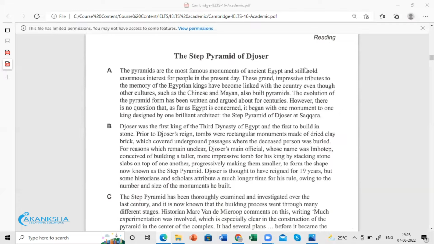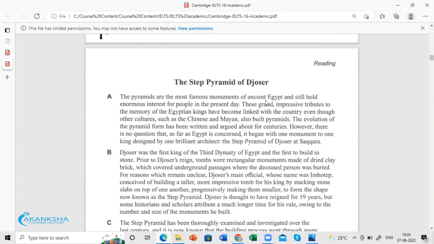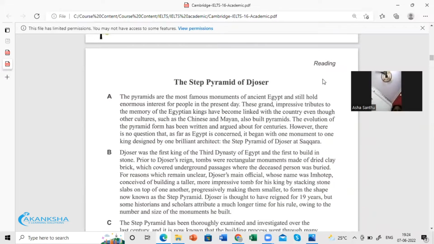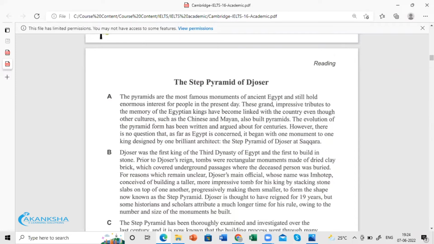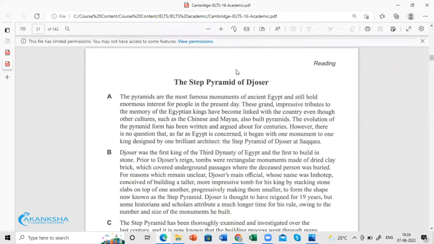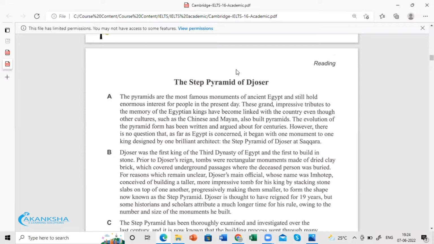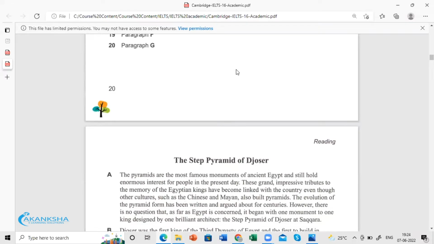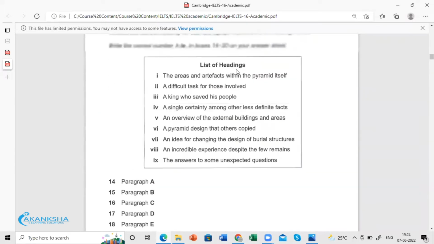Please make sure that you go through the question first and see what kind of question it is, and then try to answer them by effectively scanning the information. Okay, right. So now let's see. This is about some pyramid that they are trying to talk about. Now let's see what type of question we have.